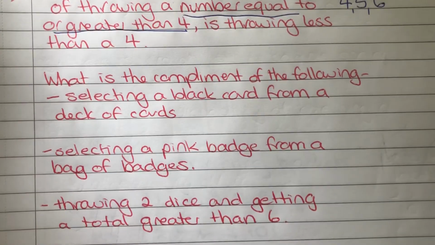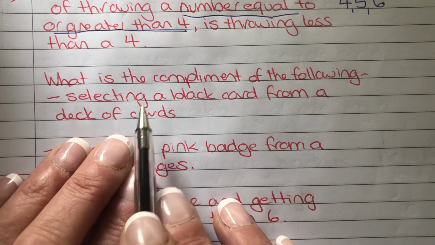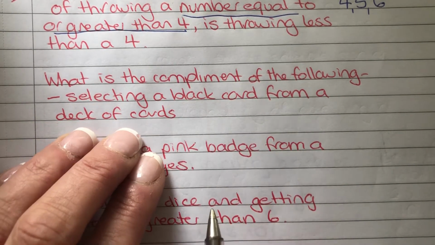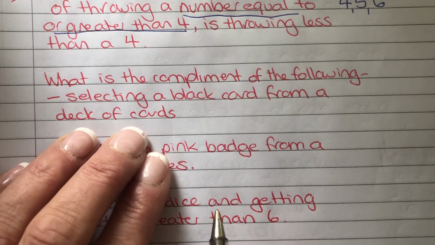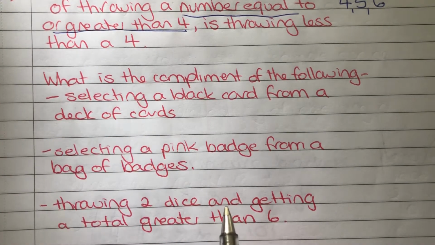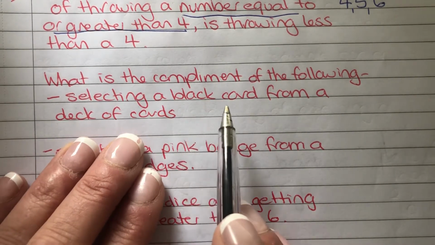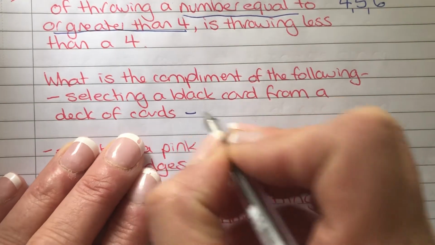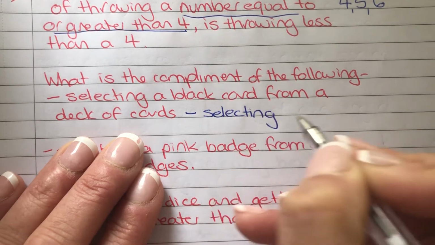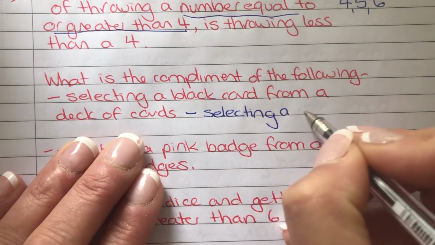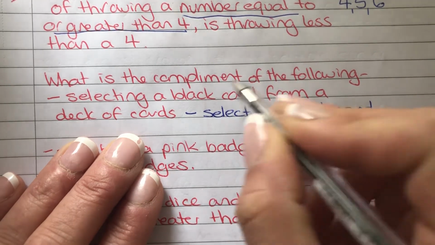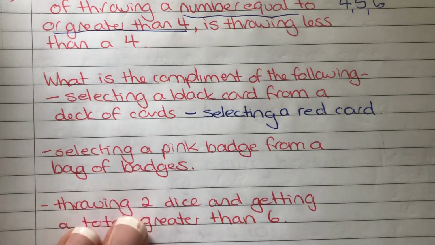Okay, let's have a look at some. What is the complement of the following? Selecting a black card from a deck of cards. We've done a bit of cards now, so hopefully you know that there's only two colours in a deck of cards. So the complement of selecting a black card is going to be the other colour. So the answer, or the complement of selecting a black card, is selecting a red card. Two outcomes, selecting black or selecting red.